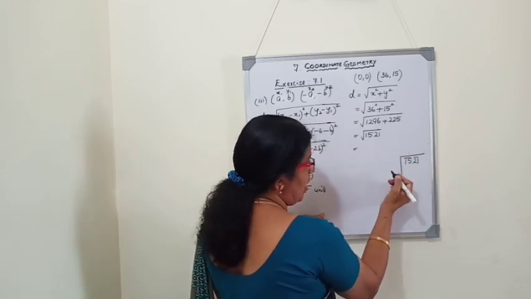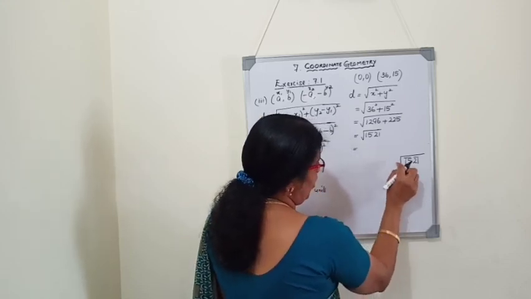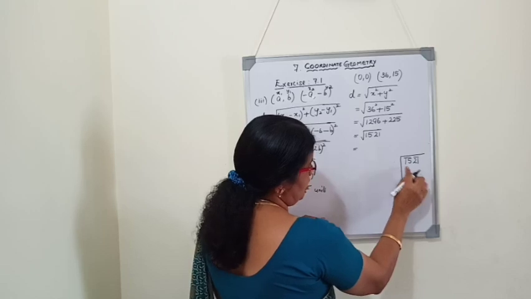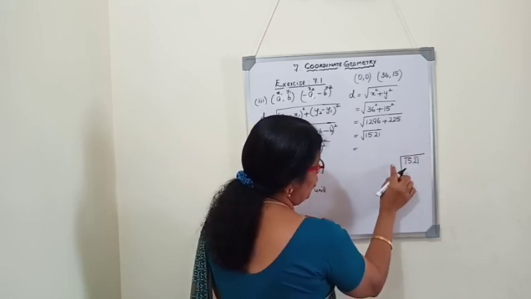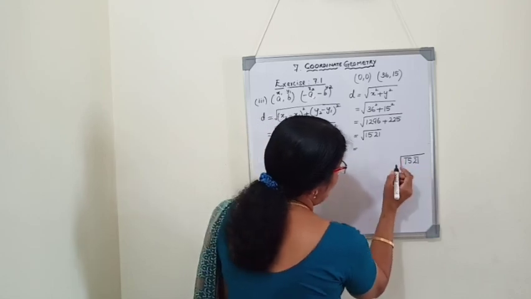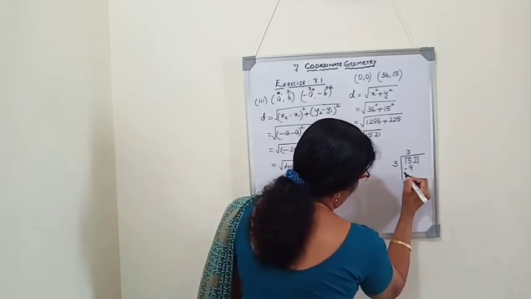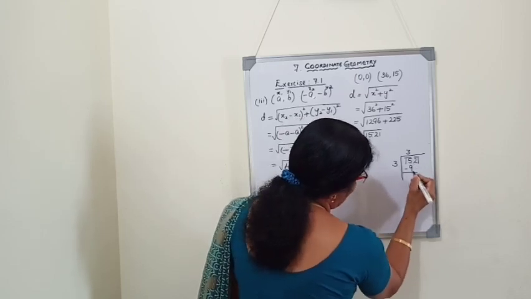Last year I already explained this sum. So what do we have to write? 3. If you write 3, 3 3s are 9. The same number you have to write up and down. If you write 4, 4 4s are 16, which will be more than 15. So we'll go for 3. 3 3s are 9. Subtract: 15 minus 9 is 6.